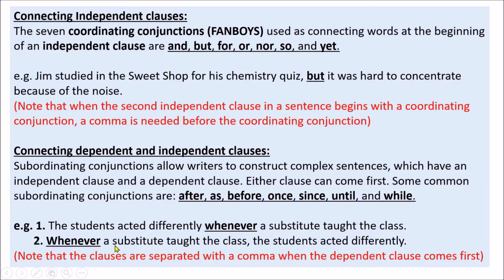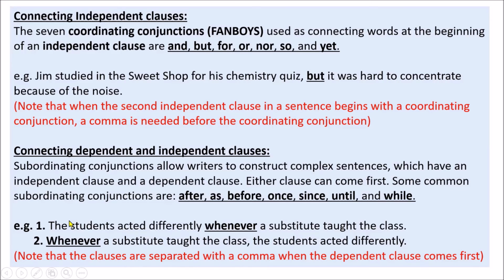Now the same example is given in the second sentence but in a different way. Whenever a substitute taught in the class, the students acted differently. In the first sentence, the sentence starts with an independent clause, but in the second sentence, the sentence starts with a dependent clause. The only difference is that when we start a sentence with a dependent clause and the independent clause is written last, we need to put a comma. So here we need to put a comma.